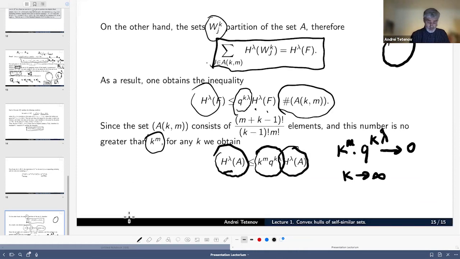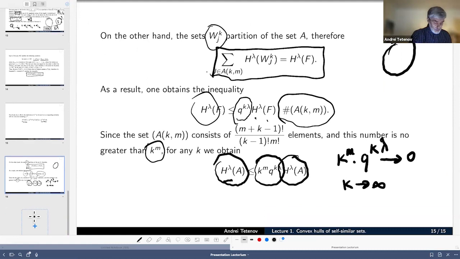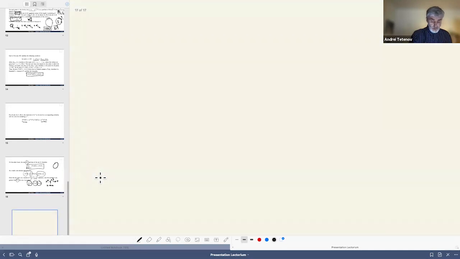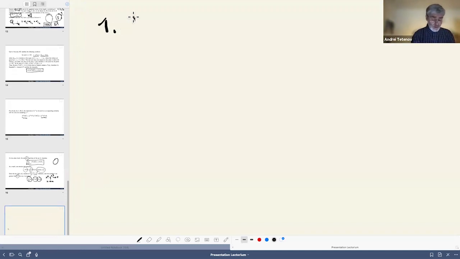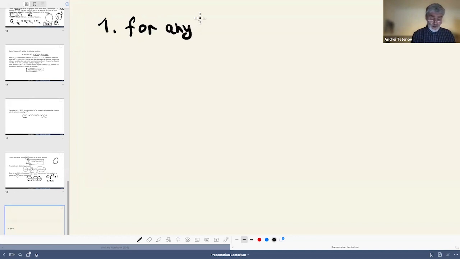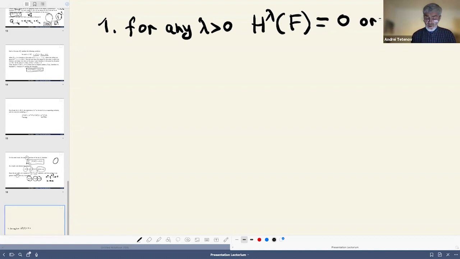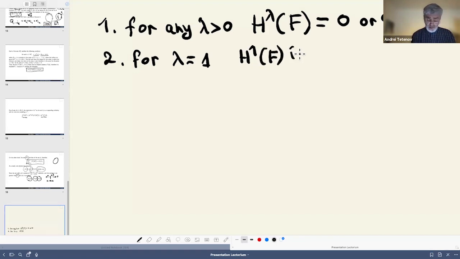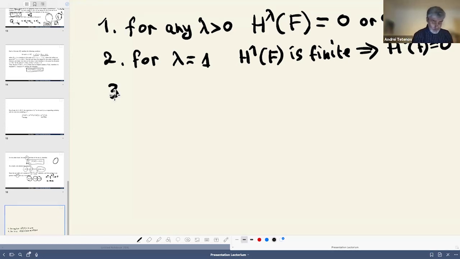Therefore, we have the following result. First, for any lambda more than 0, h lambda of f is 0 or infinity. Second, for lambda equal to 1, h1 of f is finite. Therefore, h1 of f is 0. And third, that's all.